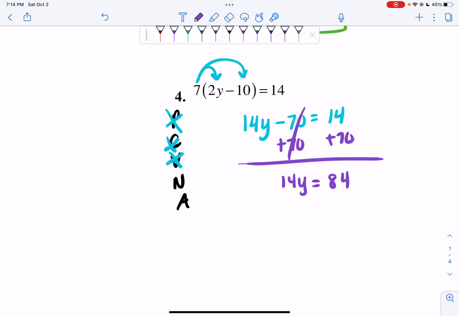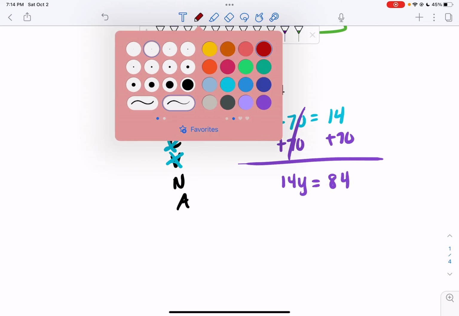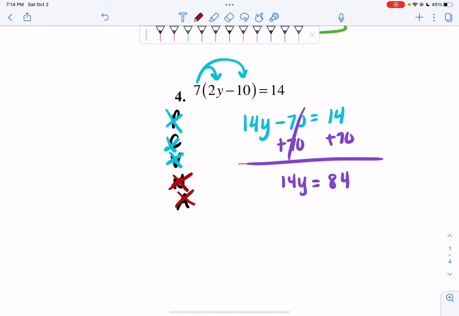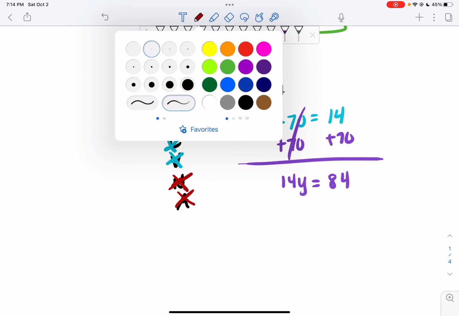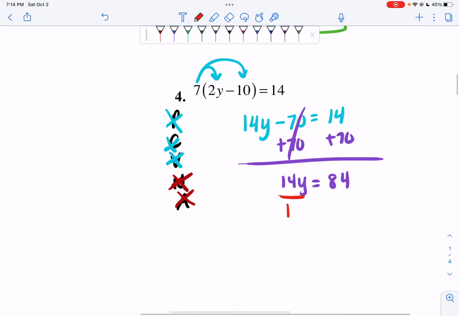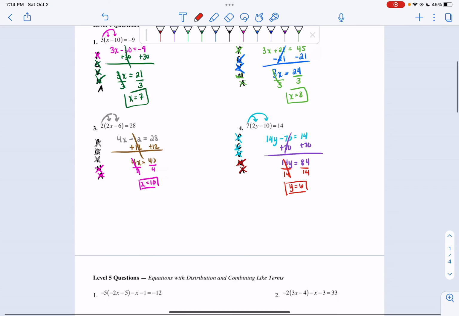And then my final step is to get rid of that 14 by dividing. So to do that, I just simply divide by 14. I'm going to divide by 14, divide by 14, and I get y is equal to 6. And that's my final answer.